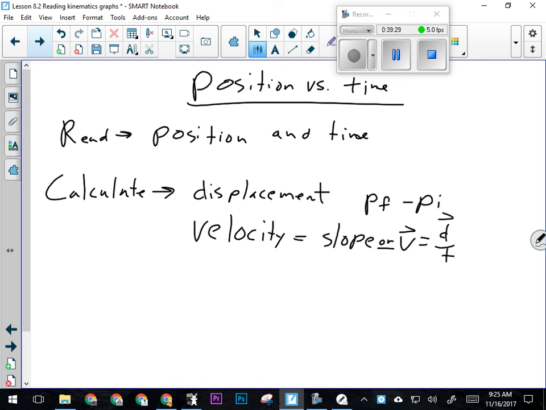Okay, we can calculate distance by adding all the sections together.